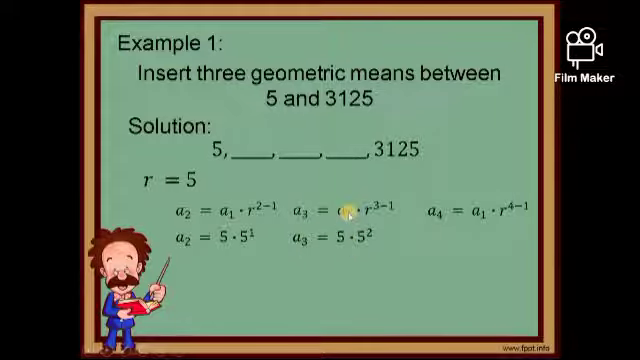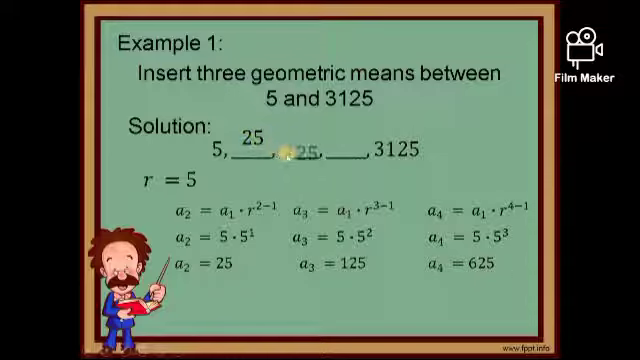A sub 3 equals 5, the first term, times 5, the common ratio, raised to 2. 3 minus 1 is equal to 2. And same thing for the fourth term. Now, simplify more. 5 times 5 raised to 1. 5 raised to 1 is 5. Times 5 is 25. Third term, 5 squared is 25. Times 5 is 125. Fourth term, 5 cubed is 125. Times 5 is 625. Therefore, the second term is 25. Next is 125, followed by 625, and 3,125.